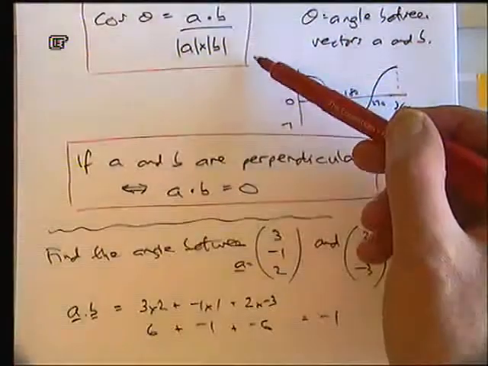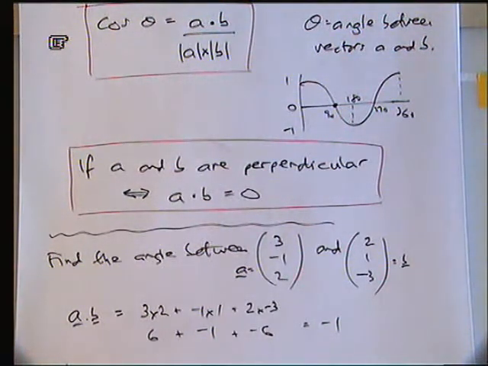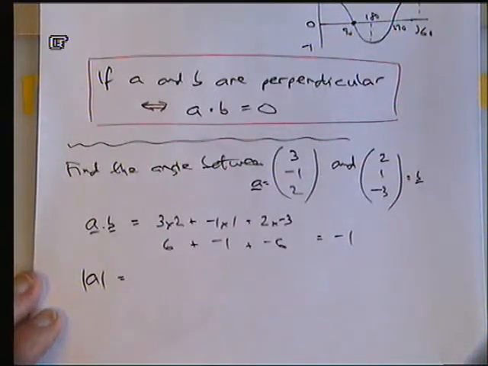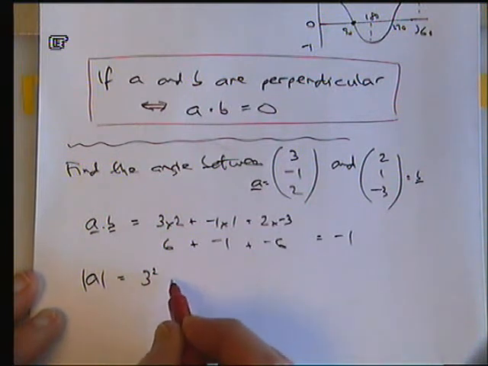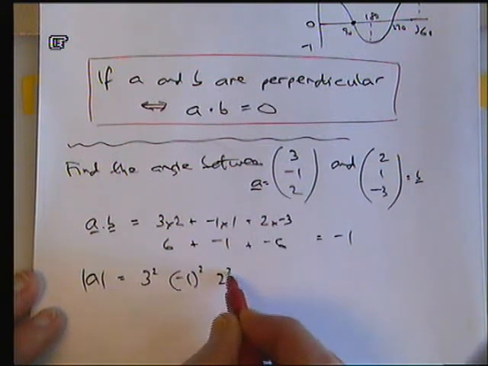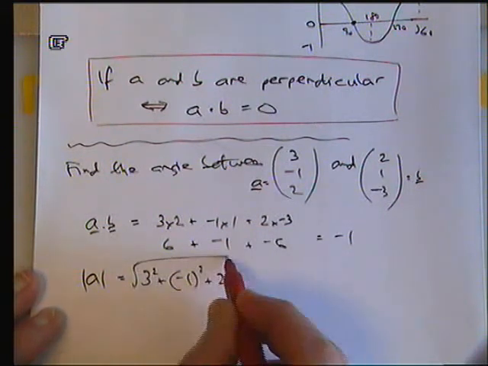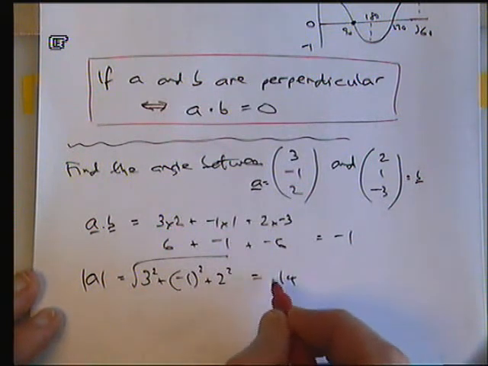What else do I need to work out? Again, I'm referring to this formula up here. I have the top bit. What else do I need? Modulus. Okay. So modulus of A. This is the vector A here. How do I find the modulus of A? Sam, what's your idea? Yeah, 3 squared, minus 1 squared, plus 2 squared, square root of. That's right. So it's going to be 9, 1 and 4. That's going to be root 14.